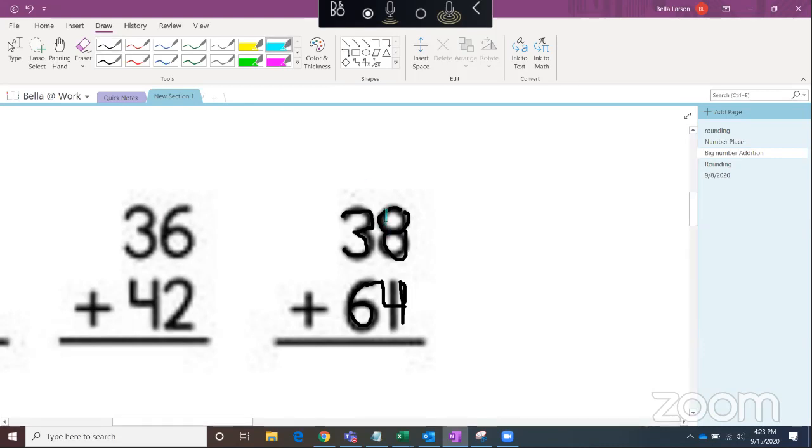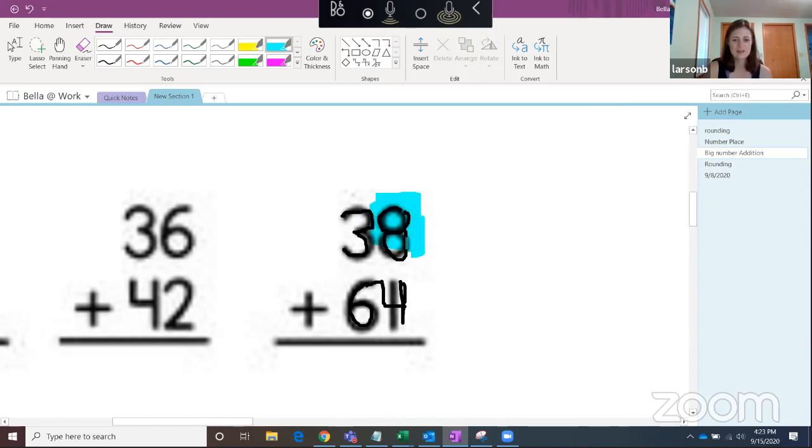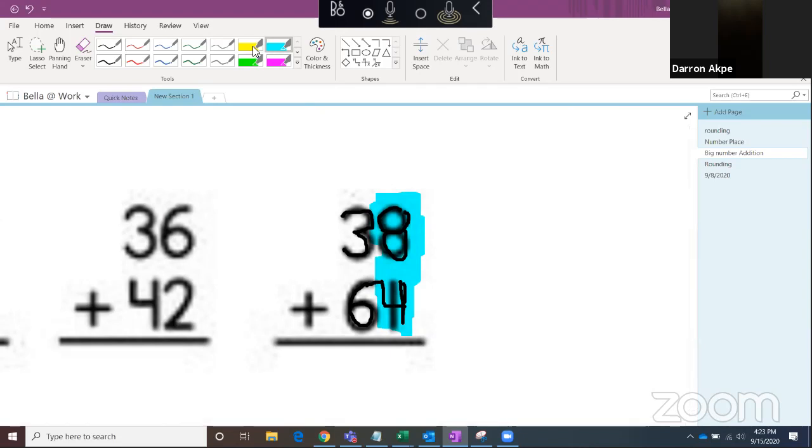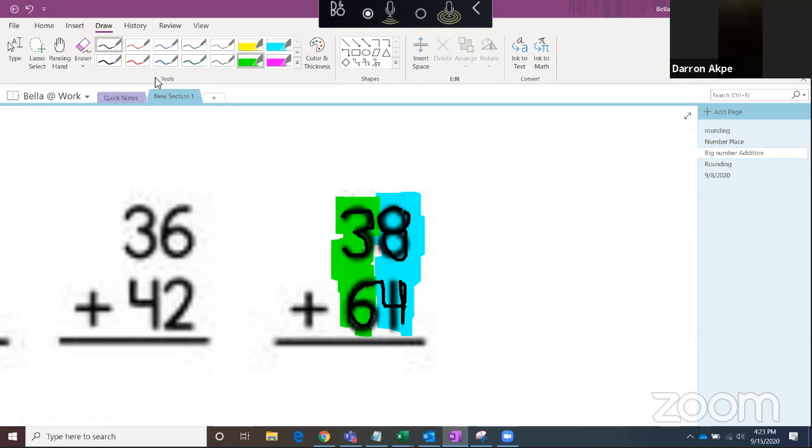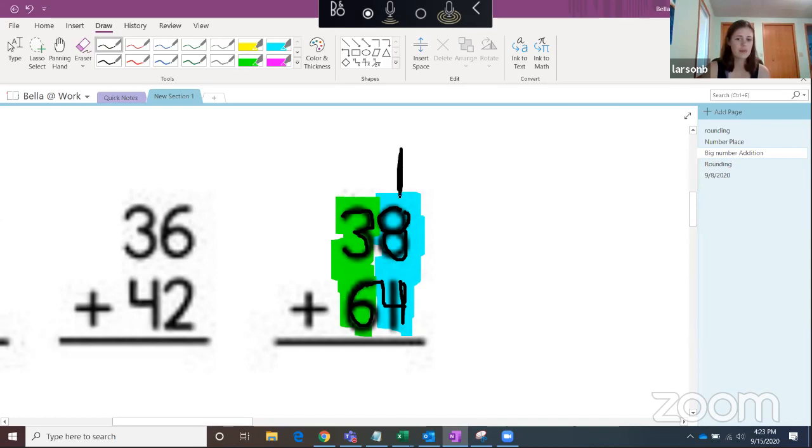All right. So we're looking at columns again. It's an 8 and a 4 in one column, and we have a 3 and a 6 in the other column. So in the first column, the blue column, is that the ones place or the tens place?